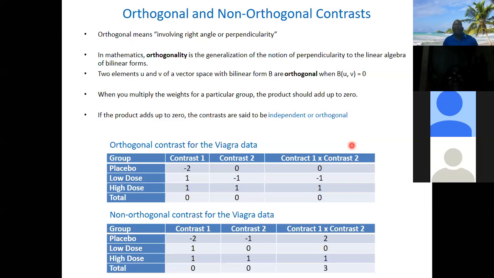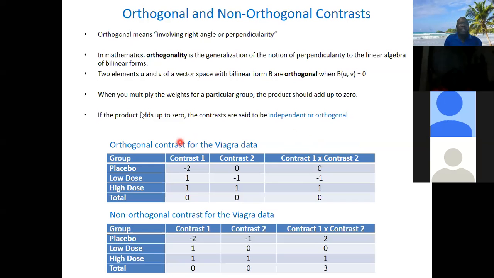Now there are 2 types of this contrast. You can have orthogonal and non-orthogonal. Let me explain the word orthogonal. Orthogonality means perpendicularity. In mathematics, 2 vectors are orthogonal when they are perpendicular, that is, at right angles to one another. When something is flat, another one that comes at a right angle is perpendicular. If you multiply the components of 2 vectors that are perpendicular, it gives you 0.